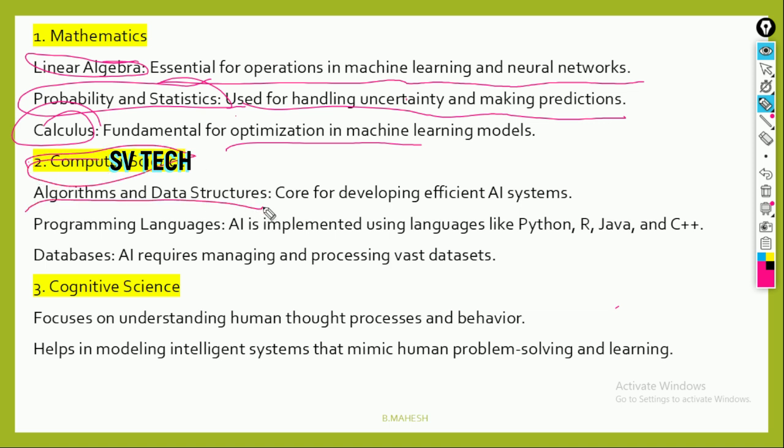Next, computer science. Algorithms and data structures, core for developing efficient AI systems, and programming languages like Python, Java and C++ are very important to implement AI chatbots or AI machines.